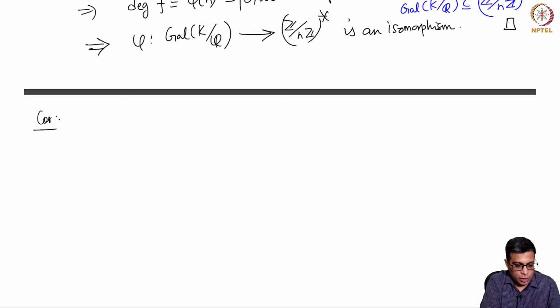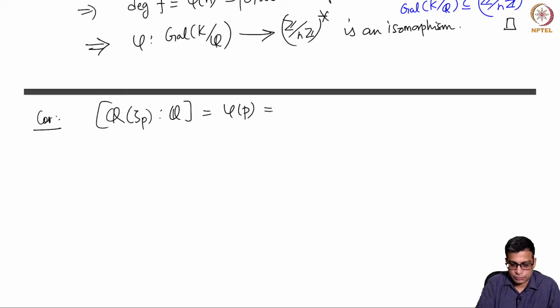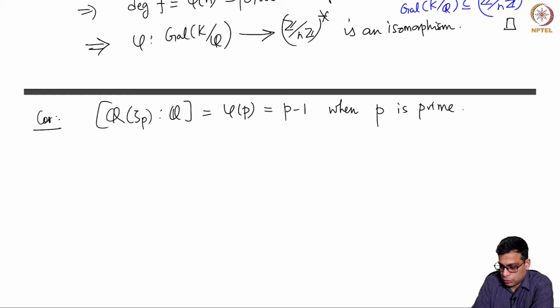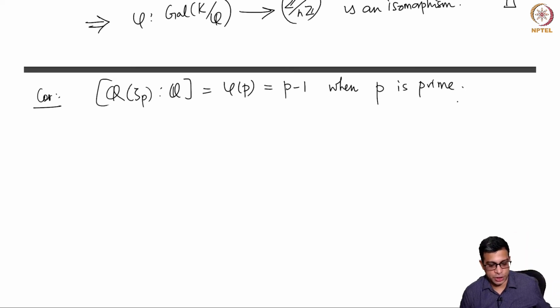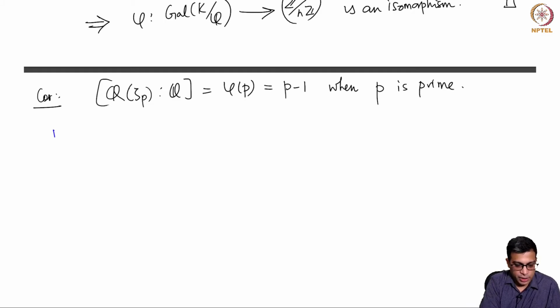Okay. So as a corollary, what we know is that when p is prime, the cyclotomic extension over Q adjoined zeta, a pth root of unity, has degree p minus 1, but let me remark that we already knew this.